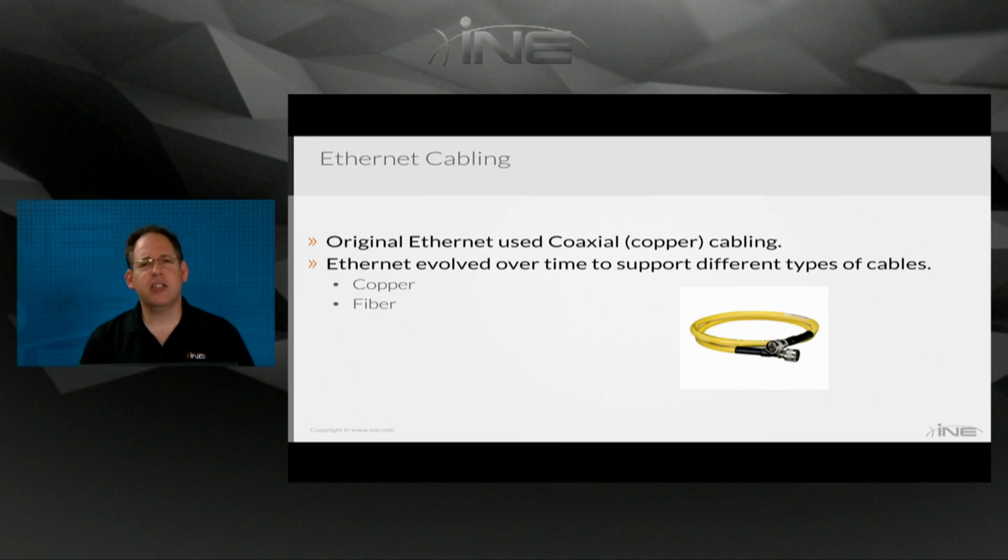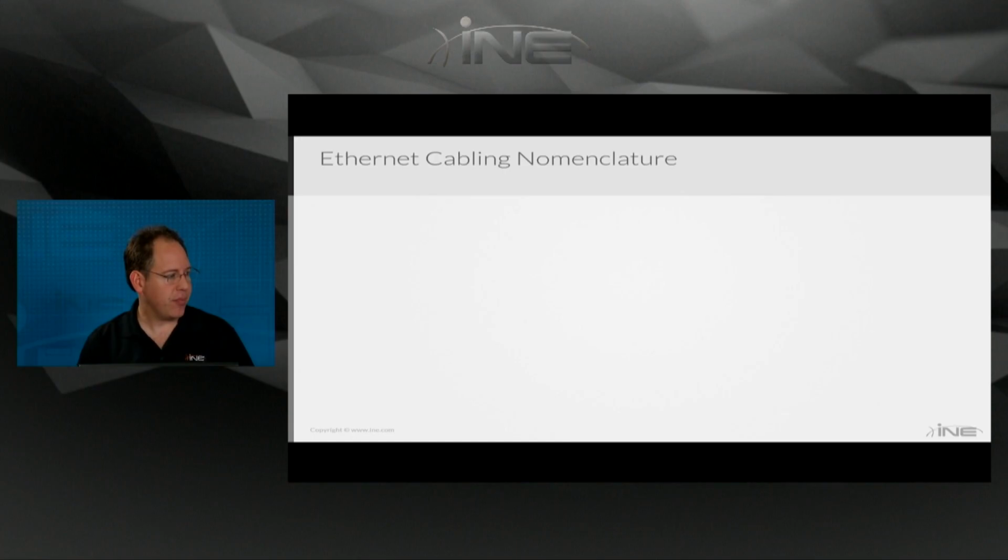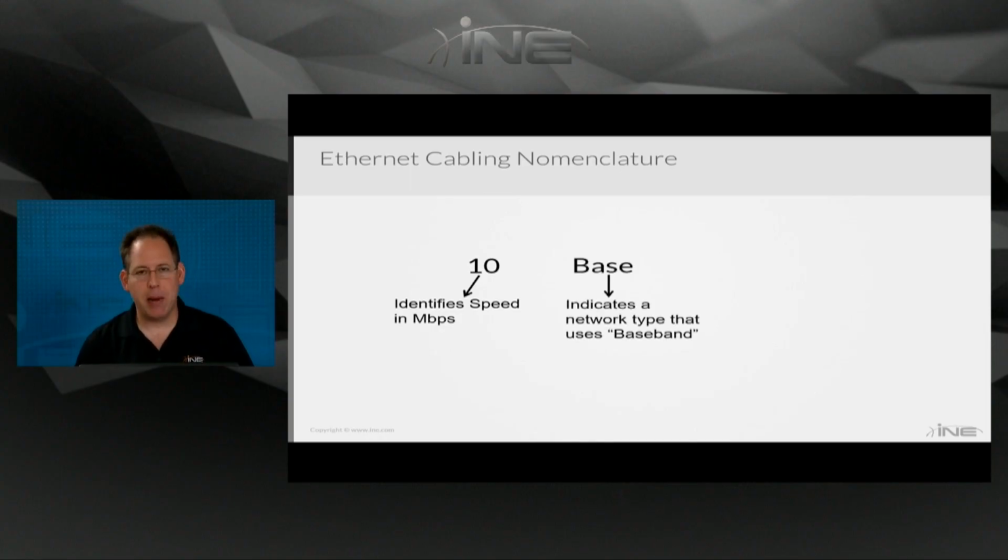A lot of times, when referencing Ethernet, especially Ethernet cables, you're going to see stuff like 100BASE-TX or 1000BASE-ZX or something like that. What does that mean? Let's break that down a little bit. First of all, when you see something like that, the first number represents the speed. So 10 is 10 megabits per second, 100 is 100 megabits per second. And in terms of Ethernet, the next thing is always going to be the word base.